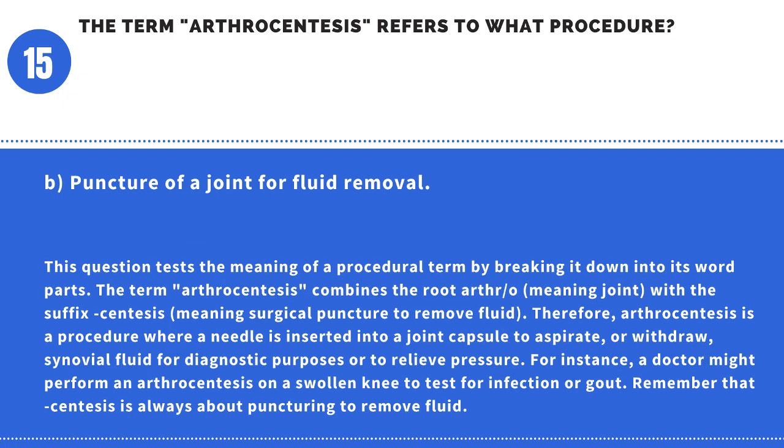Answer: B. Puncture of a joint for fluid removal. This question tests the meaning of a procedural term by breaking it down into its word parts. The term arthrocentesis combines the root arthro/o, meaning joint, with the suffix centesis, meaning surgical puncture to remove fluid. Therefore, arthrocentesis is a procedure where a needle is inserted into a joint capsule to aspirate, or withdraw, synovial fluid for diagnostic purposes or to relieve pressure. For instance, a doctor might perform an arthrocentesis on a swollen knee to test for infection or gout. Remember that centesis is always about puncturing to remove fluid.